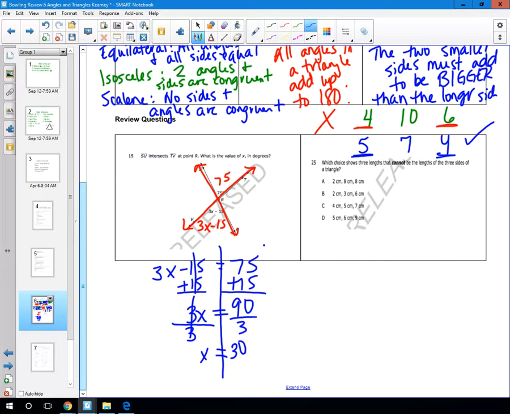How can I check to make sure that is correct? I can always plug it back in for my x. So we put in 3 times 30 is 90. 90 minus 15 is 75, so it works.